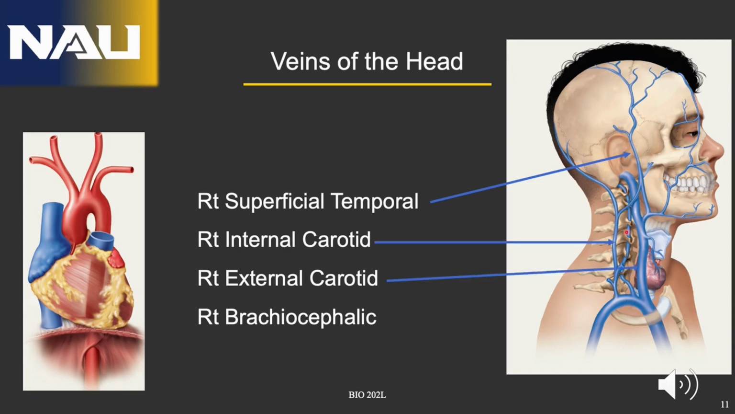We have the internal and external carotid, which drains into the right brachiocephalic vein, which is also joined by what's this vein here? That's the right subclavian vein. Yep, and it all goes into the superior vena cava.